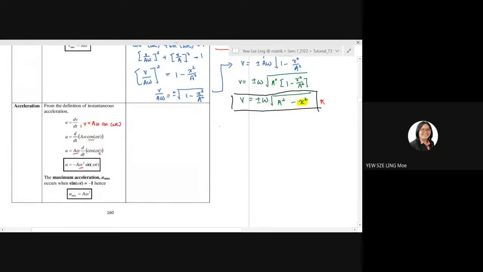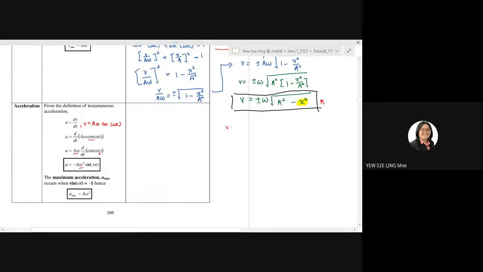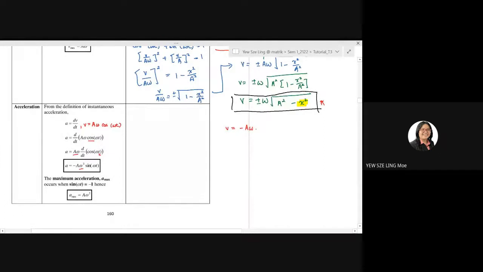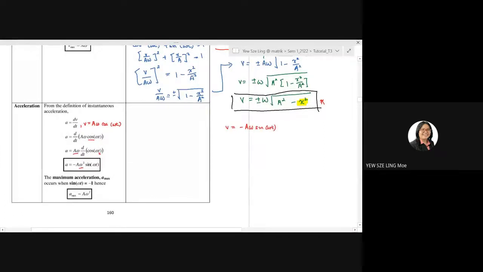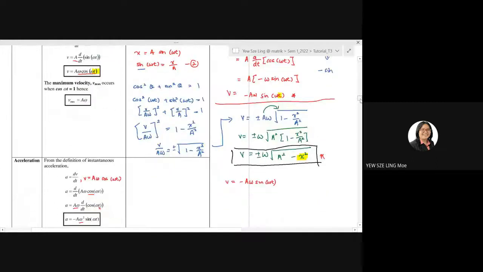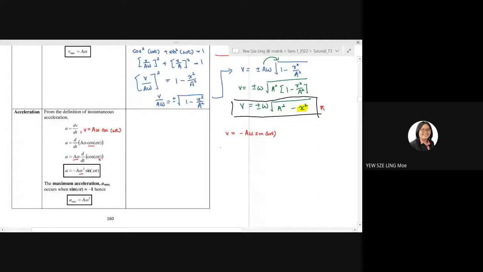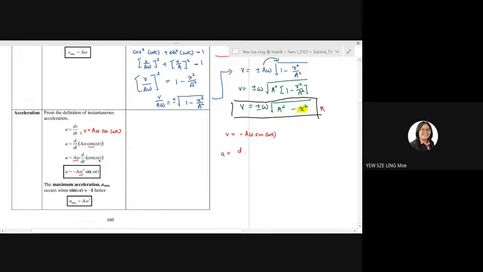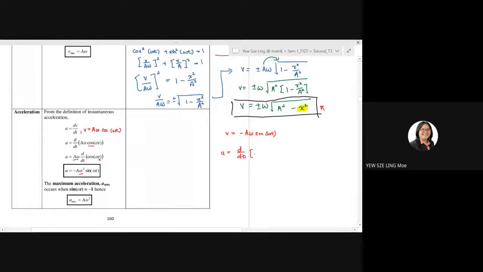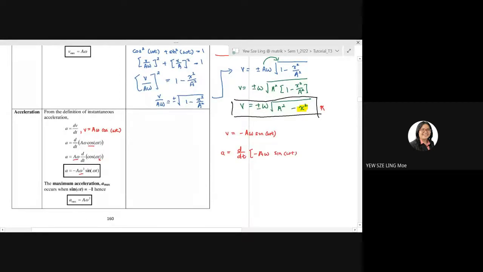What if you have v in terms of sine, like the one that I showed you just now? In the previous example, we derived and obtained v equals negative A omega sine omega t. This is based on the derivation just now. So let us continue from here. Now we have v equals negative A omega sine omega t, and we want to differentiate it. So a is equal to d over dt of negative A omega sine omega t.